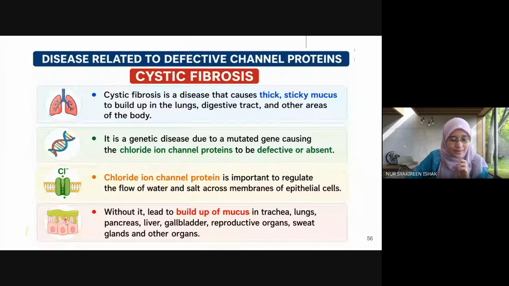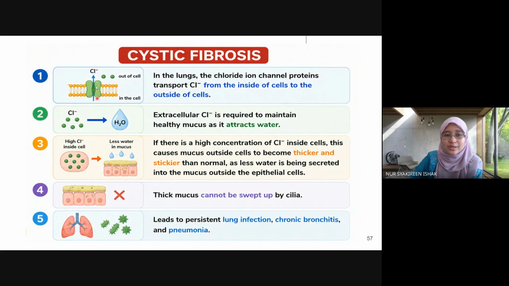The cells lining the trachea have cilia. Initially, the mucus traps the contaminants, and the cilia are supposed to sweep the mucus with all the contaminants. Either you cough it out, or you swallow it, it goes through your esophagus and down into your stomach, where your stomach acid will digest it. But if there's a mutation to this channel protein, the chloride ion cannot be transported across the cell.